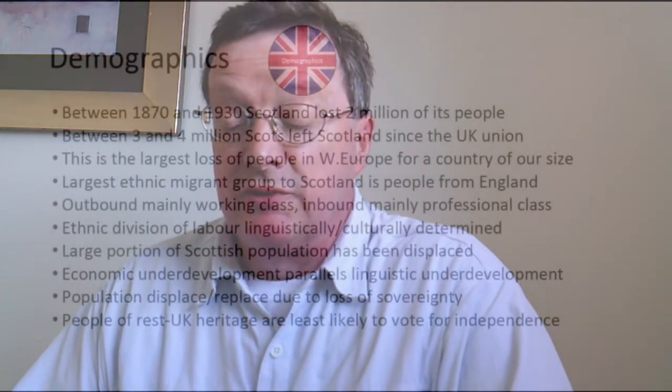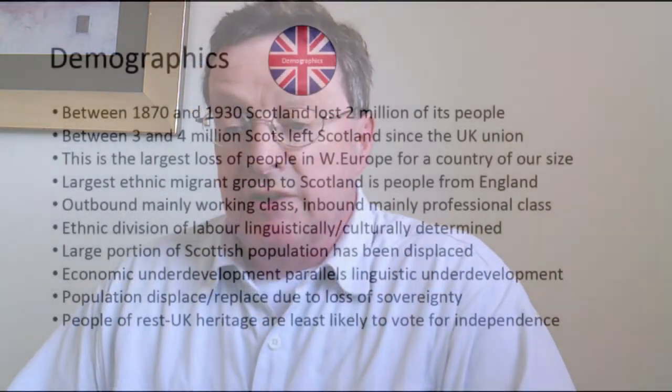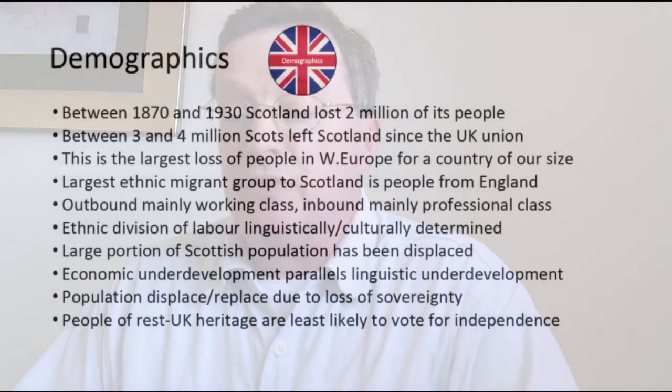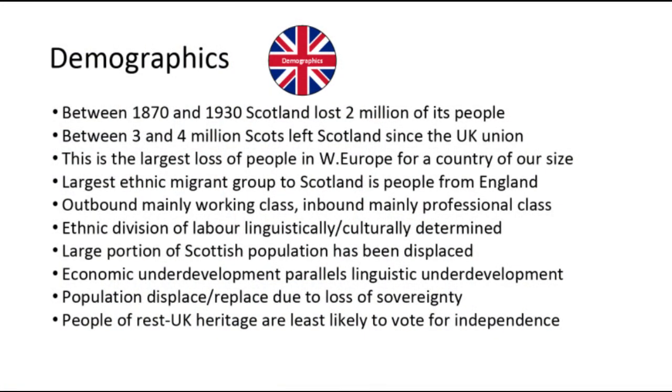We then move to demographics. It's people that vote at the end of the day, and population is very important in that regard. And loss of sovereignty usually implies loss of control over borders and population, which is what Scotland has been subject to for 300 years or more. So between 1870 and 1930, Scotland lost 2 million of its people in barely 60 years. And overall in the Union, between 3 and 4 million Scots have left Scotland, which was the largest loss of people in Western Europe for a country of our size.